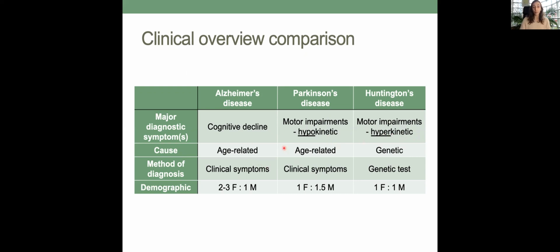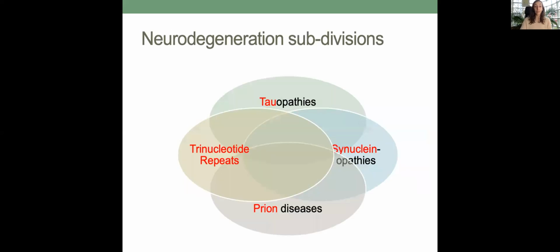Alzheimer's and Parkinson's both are primarily caused by age, whereas Huntington's disease is entirely genetic. And diagnoses of Alzheimer's and Parkinson's are based on clinical symptoms, while Huntington's disease can be determined with a genetic test. In our next lesson, we'll go over the neuropathology and neuroanatomy that is associated with these diseases, focusing on the characterizing proteins and brain regions that lead to symptom presentation and the progressive decline.